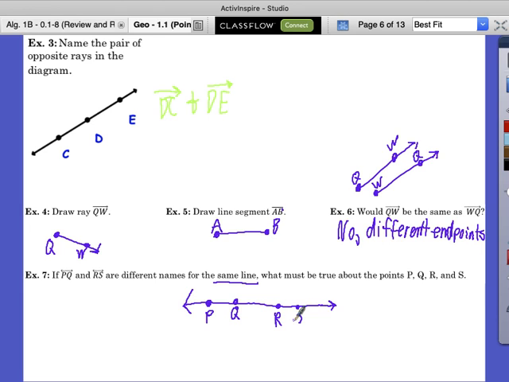We don't know the order of these, but we know they all have to be on the line somewhere. So, what must be true about them? They are on the same line. That has to be true, because they're different names for the same line. Any questions on how we know that?